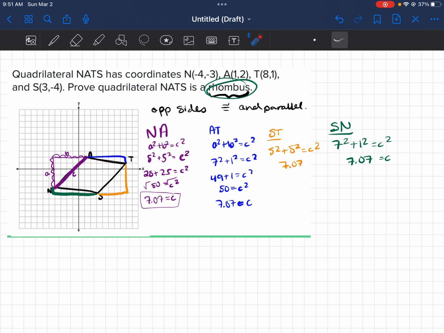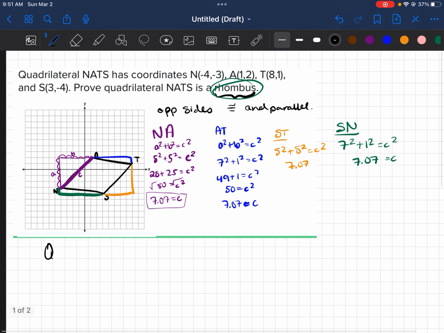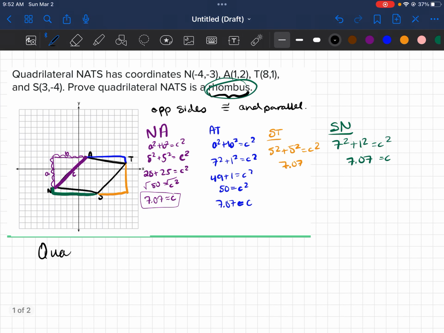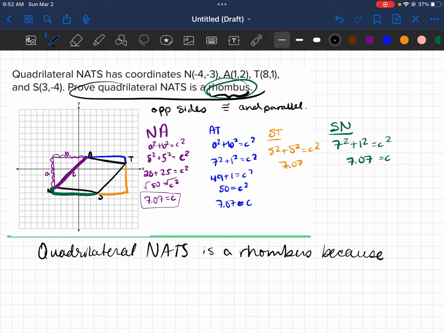And so now it is time for me to write a conclusion statement, because I did all of this work, and the conclusion statement is what is going to give me full credit. So I'm going to use the name of the quadrilateral. So Quadrilateral NATS is a rhombus because, so I'm repeating what the question told me to do.